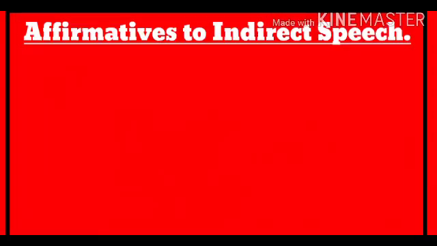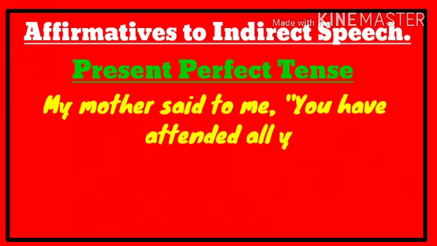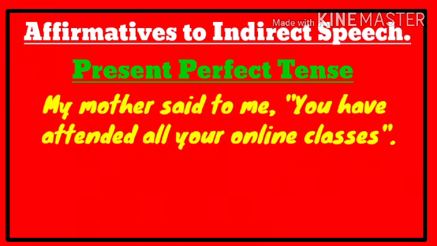Now let's see how to change a present perfect tense to indirect speech. Present perfect tense formula, you remember, subject plus has or have plus verb 3. Past perfect is subject plus had plus verb 3. See the example. My mother said to me, quotation, you have attended all your online classes. See the changes what we are supposed to make. You have attended all your online classes.